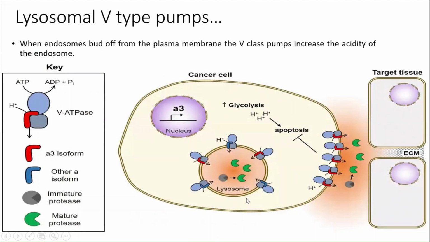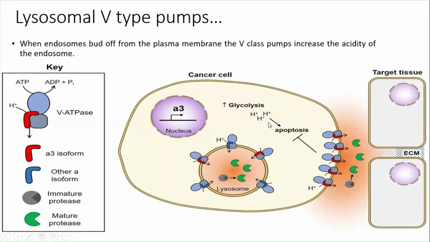Now let's talk about the lysosomal V type pumps. When endosomes bud off from the plasma membrane, the V class pumps increase the acidity of the endosomes. Now why? Because eventually whatever you have eaten, or whatever is engulfed by the cell, finally gets fused with the lysosome, right? And the degradation starts. So they all have this V class pump.